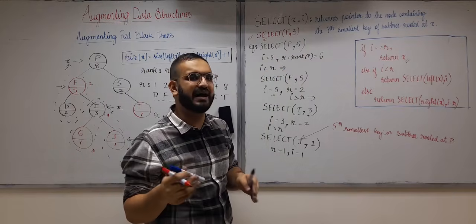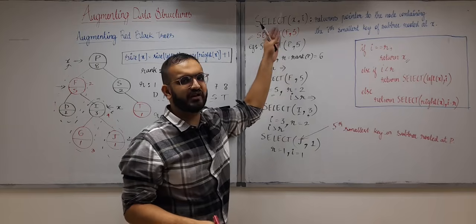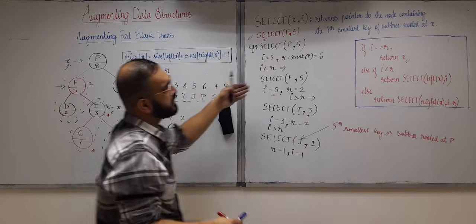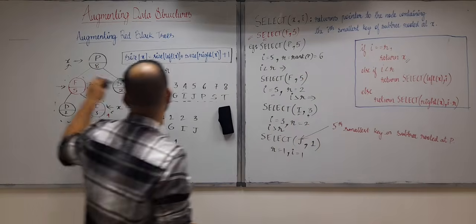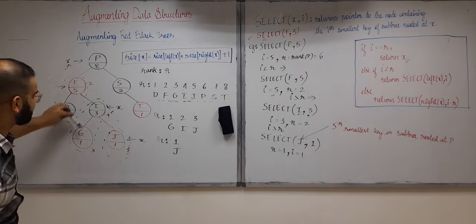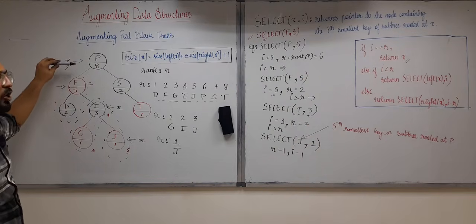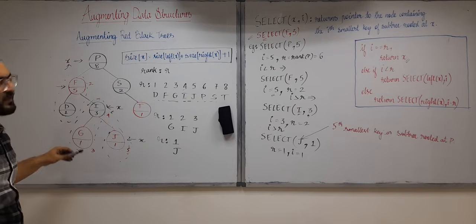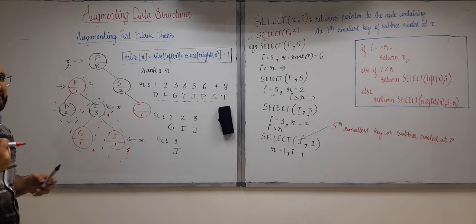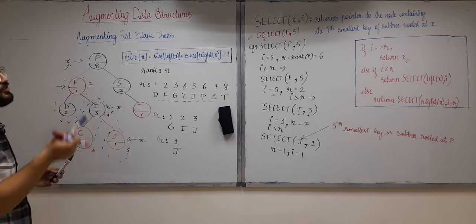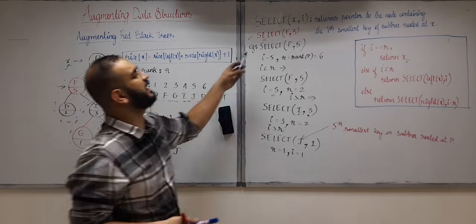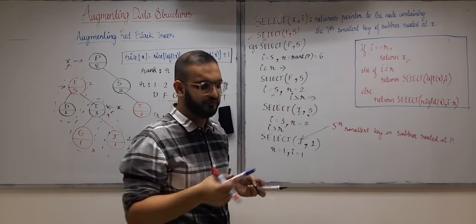So this was our augmented red black tree when we added this new operation, that is select x comma i. So what was the time complexity of this select operation? As you can see, in each and every step, we are actually traversing along the path, right? We are going downwards. So the time complexity will be of the order of the height of the tree. And the height of the red black tree, as it is a balanced tree, is always of the order of log n. So the time complexity of the select operation will be of the order of log n.